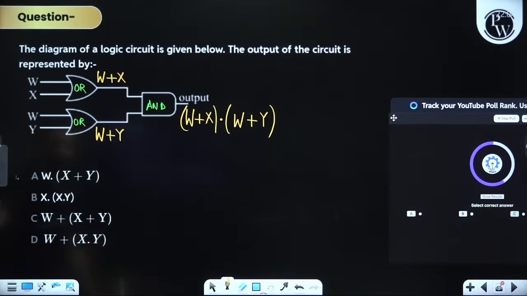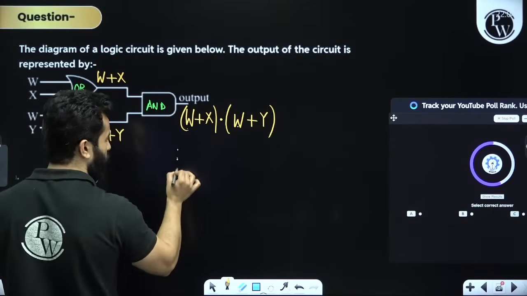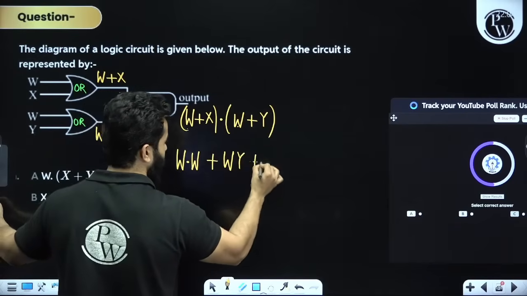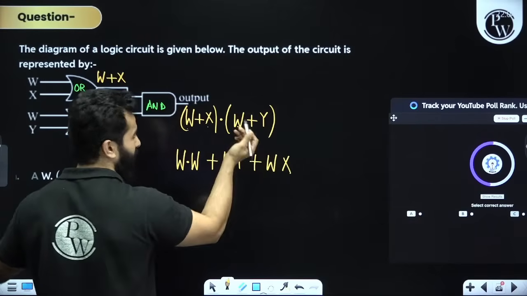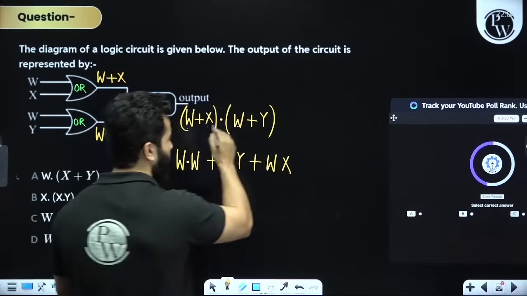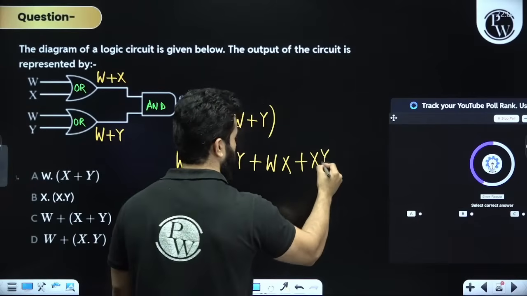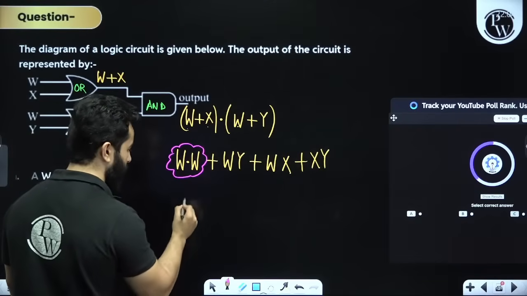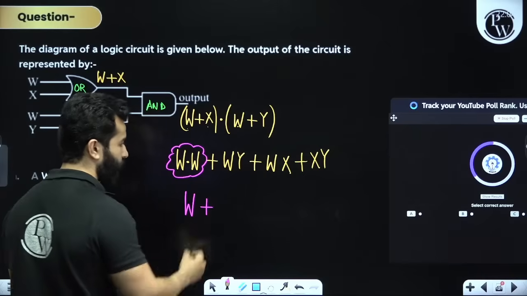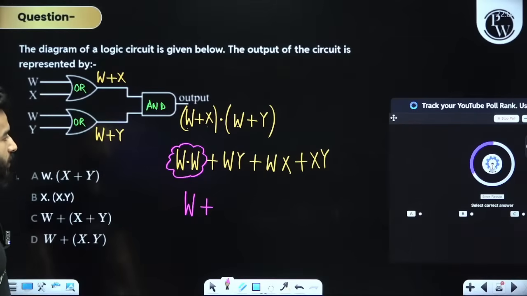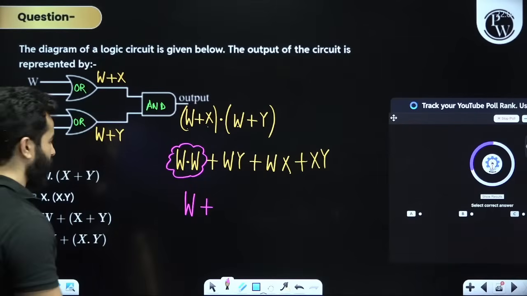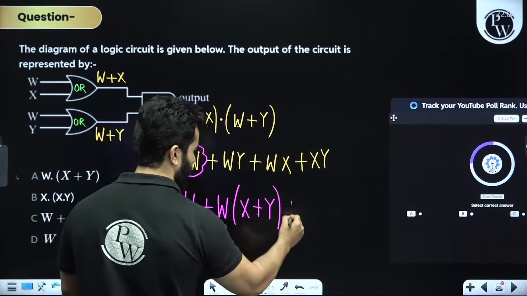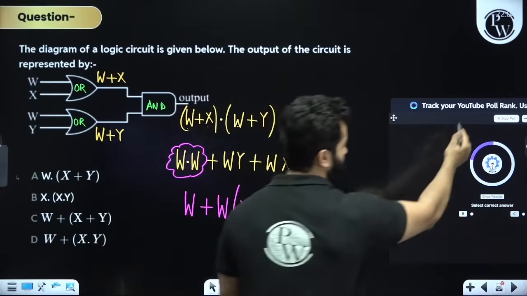Something like this, right? Now when you multiply these two, you will get W dot W plus W dot Y plus W dot X. That means X times W, you can write it as W times X also, plus X times Y. Friends, W dot W is nothing but W. So now you can write this thing down as W plus W times X plus Y, plus XY.